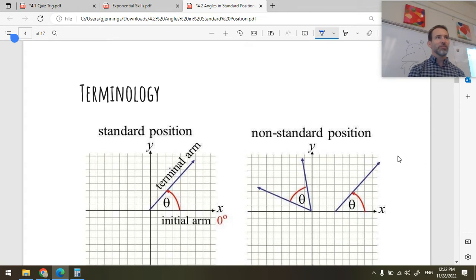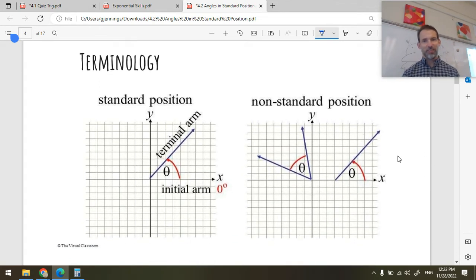275. 270 would be the negative y-axis. I'm never going to try and trick you about this. We're only going to be looking at standard position angles. You have to remember to set your rotating point at 0, 0, and the terminal arm is always the thing that opens up away from the initial arm, which is here.